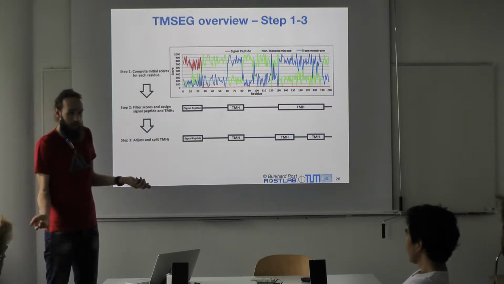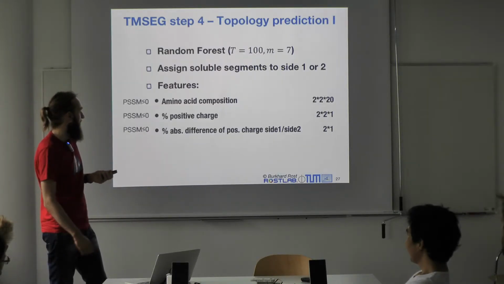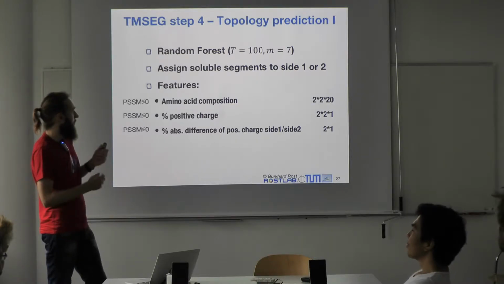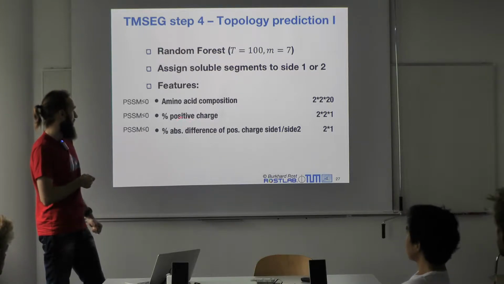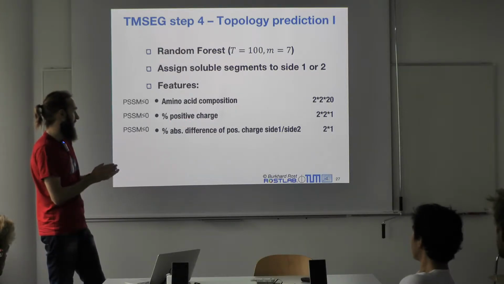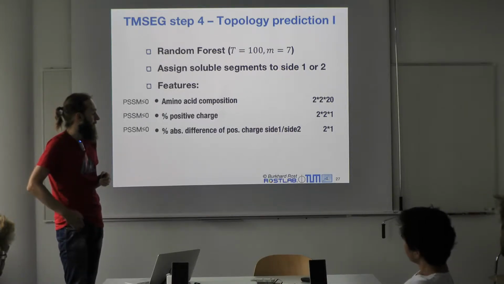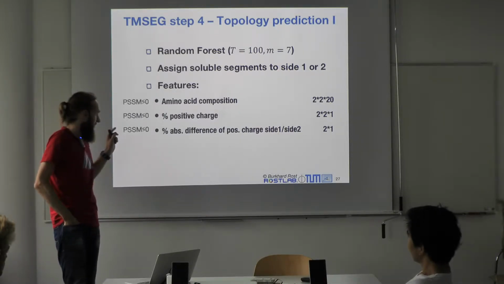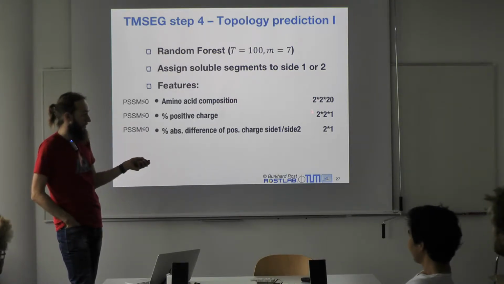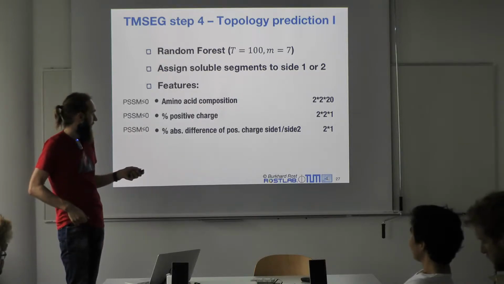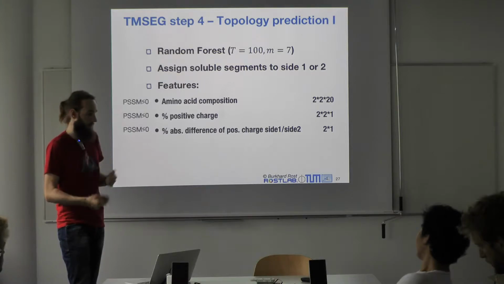Assuming that our helices are correct, we have to assume this at this point, since we're not going to get any additional information. We did our best, and doing that we can then calculate these features: the amino acid composition, the % positive charge, and the difference between the positive charge between the sides. And we can look at conserved and non-conserved, but also side 1 and side 2, so that's why we have 2 times 2 for these features up here. Not for the one down here, because that's the difference between the 2 sides, so you can only do it once for the 2 sides.